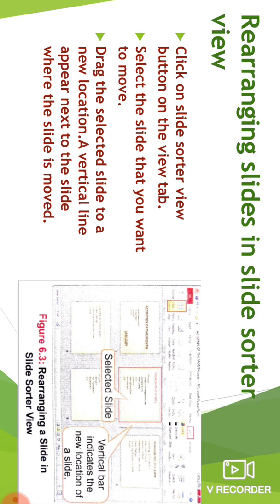One more difference is that in the outline tab a horizontal bar will appear, but here a vertical bar will appear. Now drag the slide to the new location where you want to place it. Then this vertical line will appear next to the slide, and your slide position will change. So we select the slide, drag it to the new location, then a vertical bar indicates the new location of the slide. Then your slide will rearrange with the help of slide sorter view.